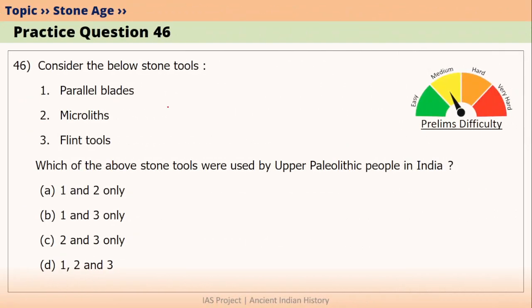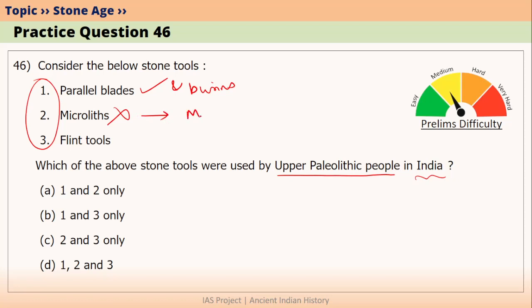The next question is, consider the below stone tools. Three stone tools have been given here and the question is, which of the above stone tools were used by Paleolithic people in India? The first statement is parallel blades. This is correct because in our previous question we have just seen parallel blades as well as burins were used in Upper Paleolithic age. Microliths is incorrect because microliths were first used in Mesolithic age. Flint tools is also correct because Upper Paleolithic people used flint stone to make their stone tools. So the correct answer would be 1 and 3 only are correct.